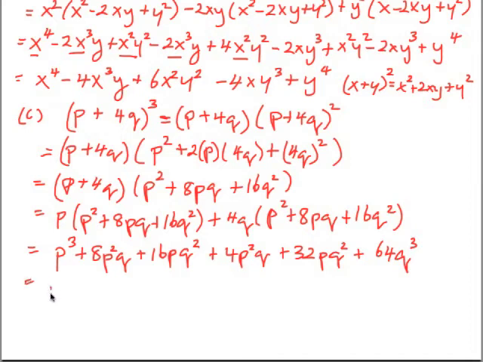Okay, we collect our like terms. There's only one p cubed. Now any other p squared q? So we've got 8 and 4 making 12. Any of these pq squared, we've got 16 and 32 makes 48. And finally we have the 64q cubed, and that's the result that we would get.